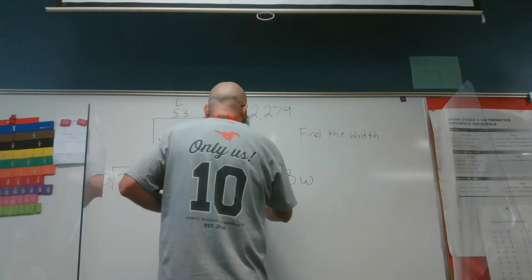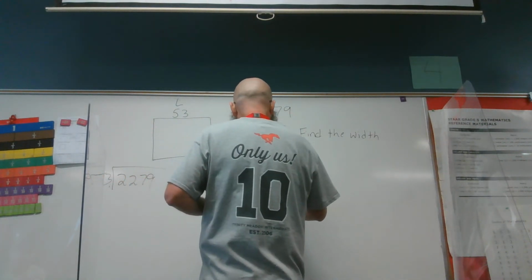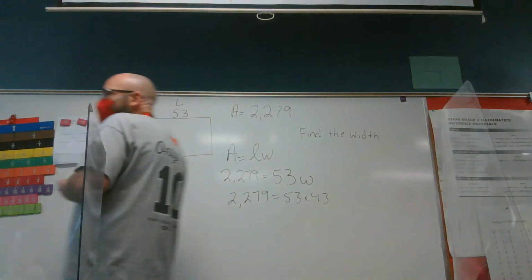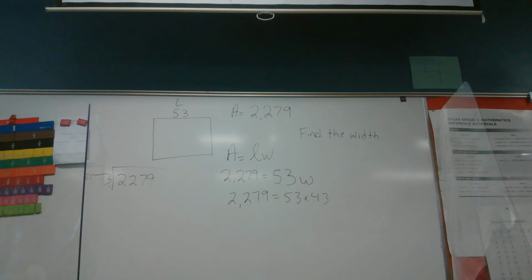Now I could check that. 2,279 equals 53 times 43. And then if I multiplied that together, it would tell me whether I was right or not.